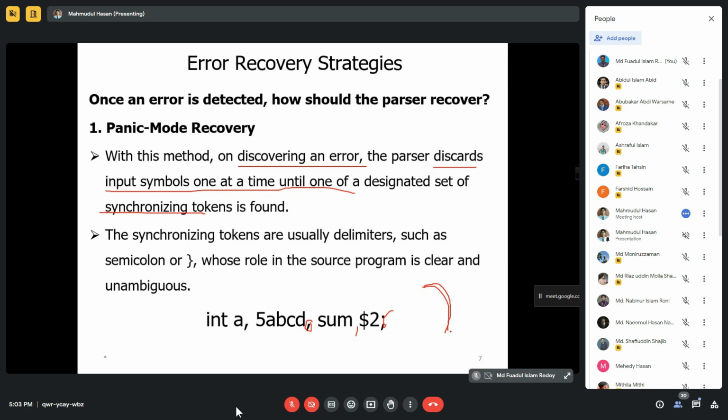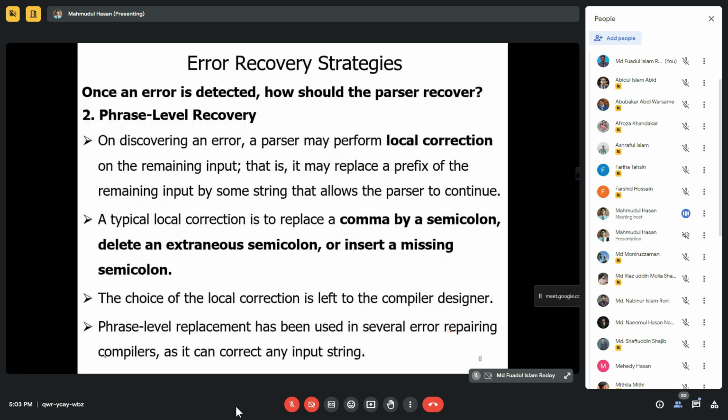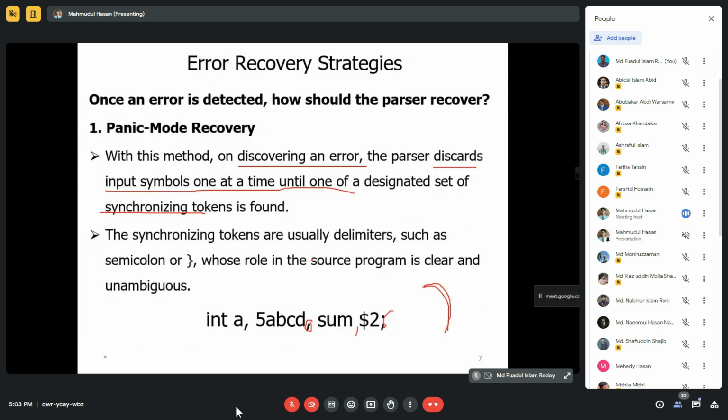Okay. Another strategy is phrase level recovery. Oh, just a minute, I forgot to mention one thing. Panic mode recovery is very easy to implement. That's why it is most widely used. And when a statement has a small number of errors, panic mode recovery is the best choice and suitable.